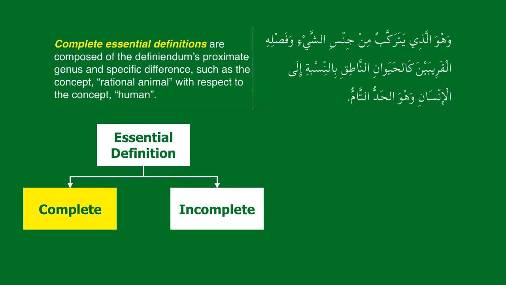Let's look at each one of these in turn, beginning with a complete essential definition. So he says a complete essential definition, in Arabic this is had tam, is composed of the definiendum's proximate genus and specific difference. So the classic example of a complete essential definition is to say that humans are rational animals.